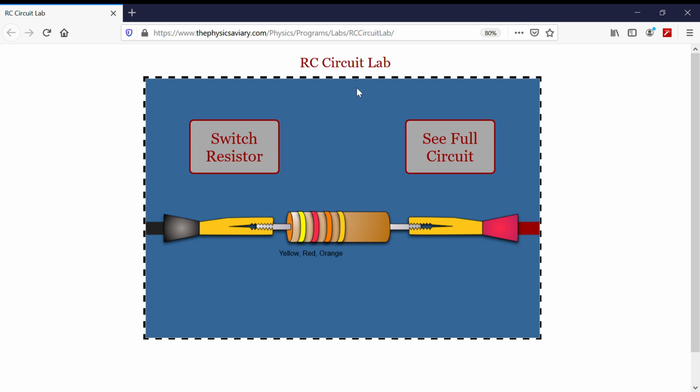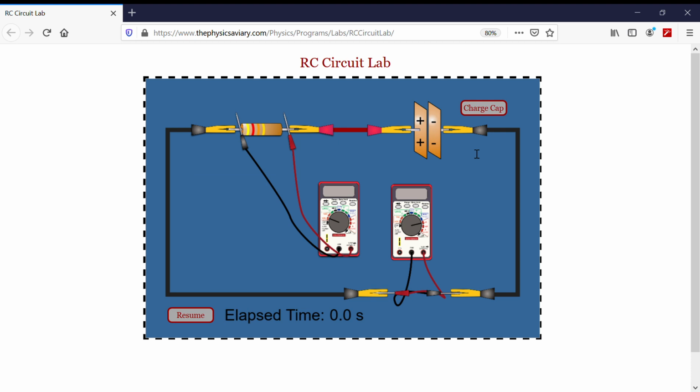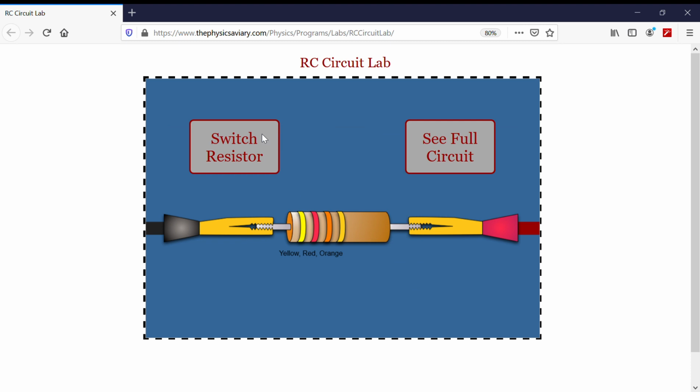Now, the first thing I would like to do is, so if we go back to the circuit, this is what your circuit should look like. Okay, so the first thing I would like to do is to click on the resistor. So the resistor is here, and find the resistance of this resistor.